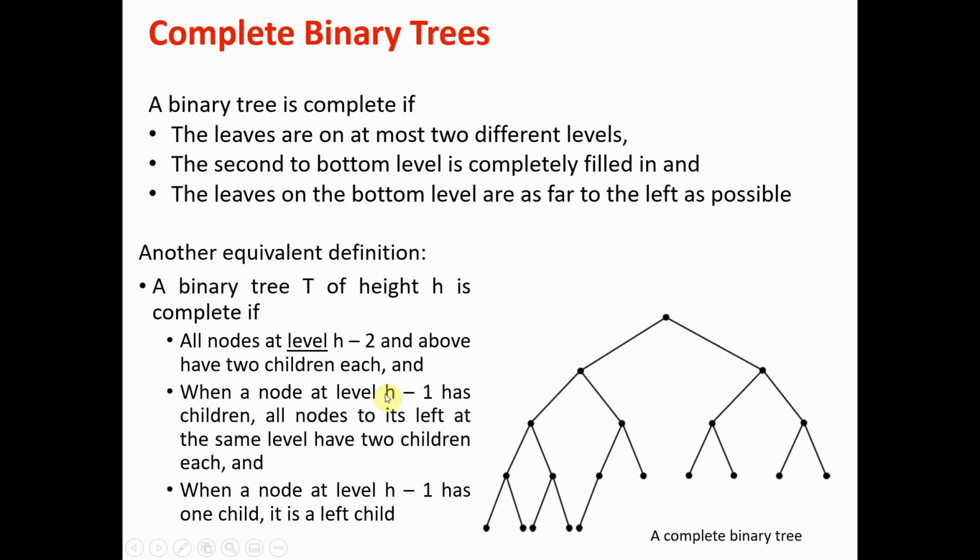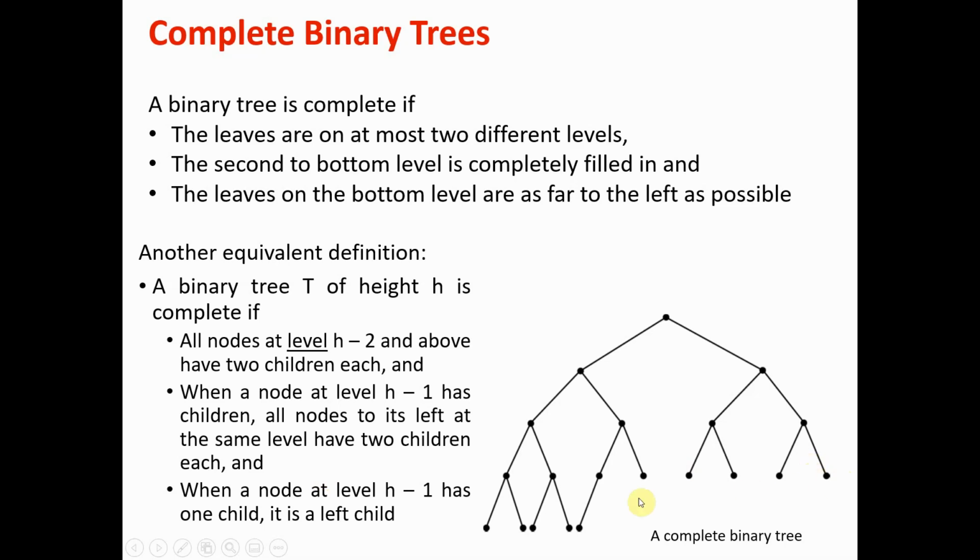When a node at level h minus 1 has children, all the nodes to its left at the same level should also have 2 children each. Okay, so when a node at level h minus 1 has children, all the nodes to its left at the same level have to have 2 children, right?